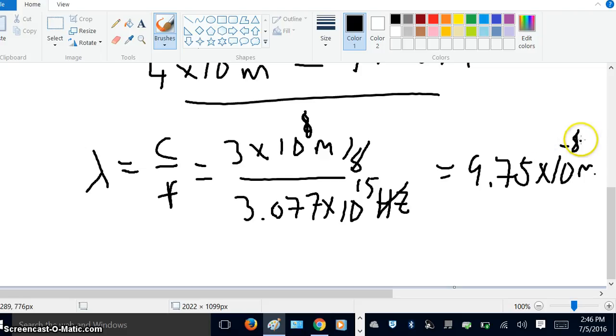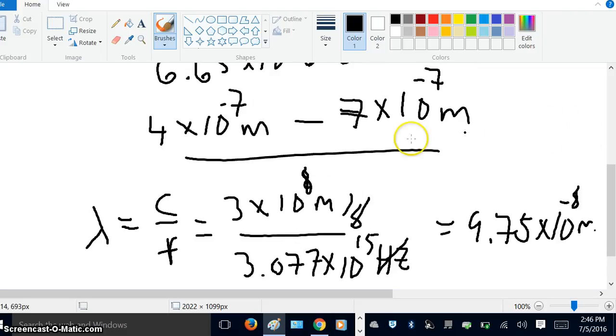And the question is, is this a visible photon? Could you see this with the naked eye? You can only see photons of wavelengths between 4 times 10 to the minus 7th, which is blue light, and 7 times 10 to the minus 7th, which is red light, and so this is too small. This is beyond blue light, probably in the ultraviolet. If I had to guess, this is probably ultraviolet light.